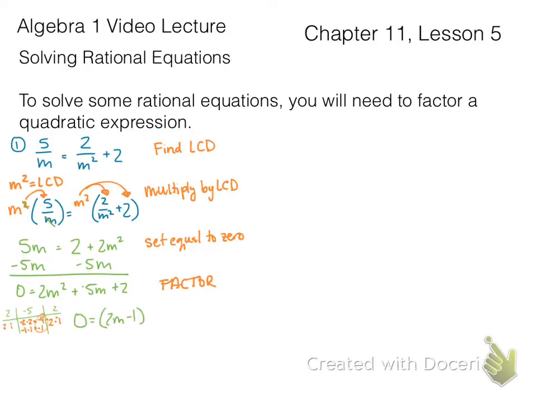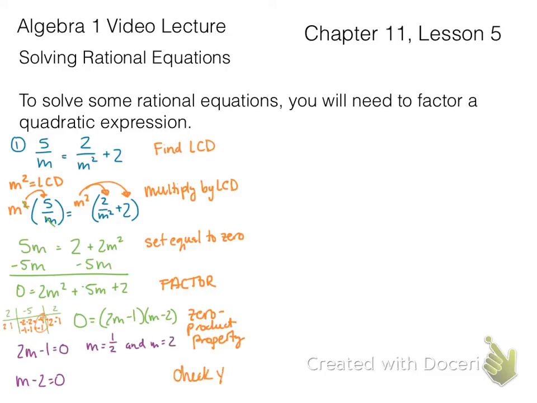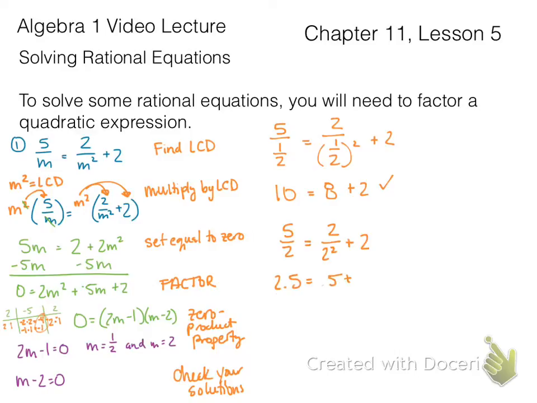I actually made it bigger and shrunk it down. And then I'm going to end up with my factored equation. And then set both of my parentheses equal to 0. And I'm going to end up with m equaling 1/2 and m equaling 2. And make sure you check your solution. So I'm going to plug in 1/2 and see that it works. I'm going to plug in 2 and see that it also works. So both of them are a solution.